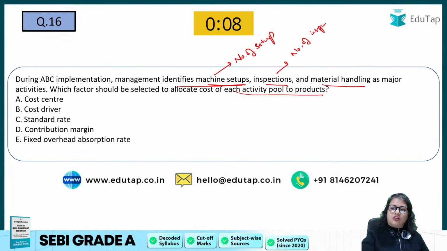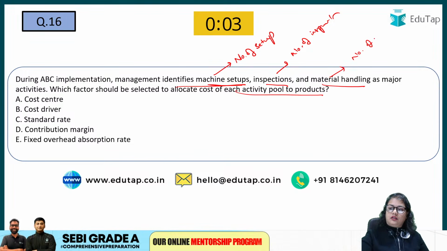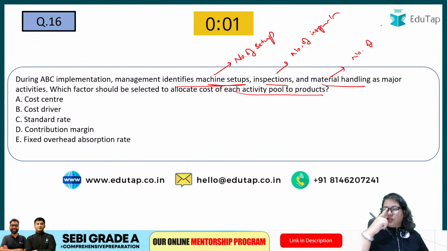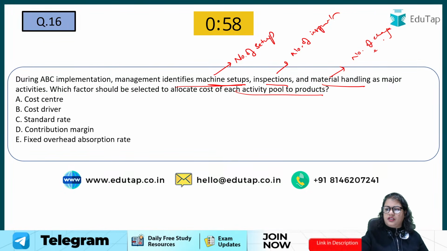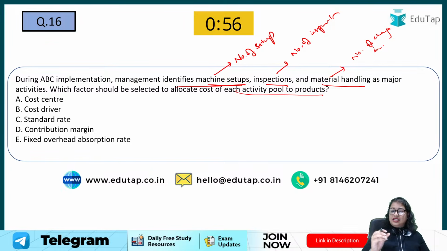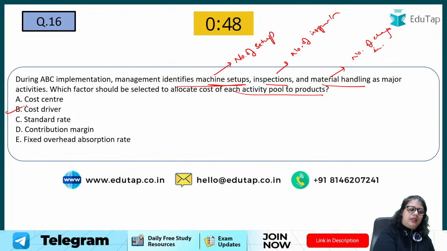So this becomes the cost driver. For material handling, it is the number of times you have to change the inventory. Whatever can be the cost driver in this case, right? So these are number of setups, number of inspections. These are cost drivers. These are the factors that will affect the activity pools. So the answer is B.